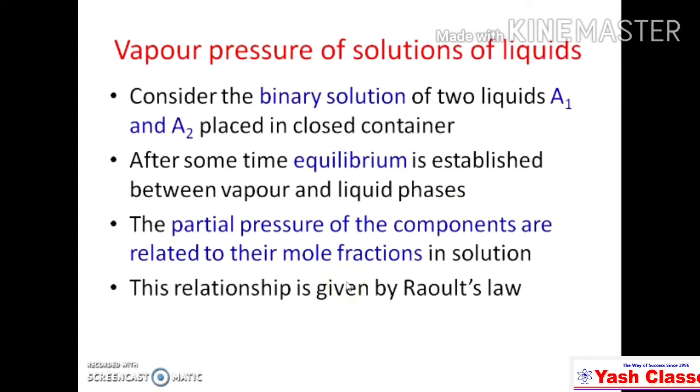Now, vapor pressure of solutions of two liquids. Consider one binary solution of two volatile liquids A1 and A2. These two liquids are placed in a closed container, and they are miscible with each other. They form a homogeneous solution, that is, the binary solution. As I explained earlier, after some time there will be dynamic equilibrium, and this equilibrium will be established between the vapor phase and the liquid phase.